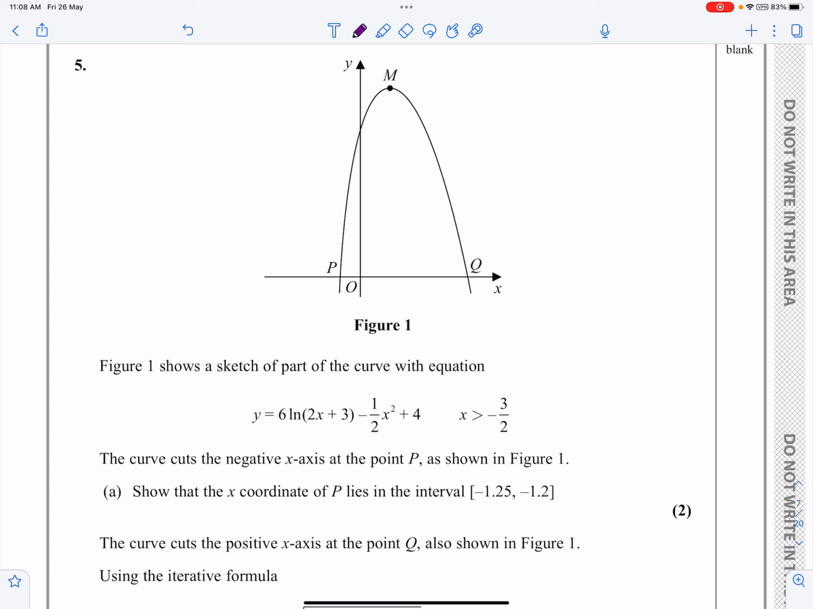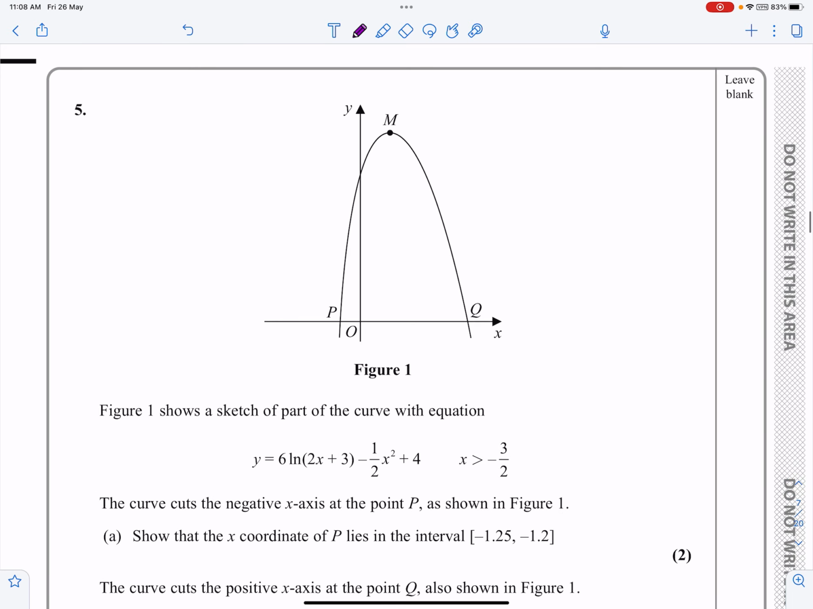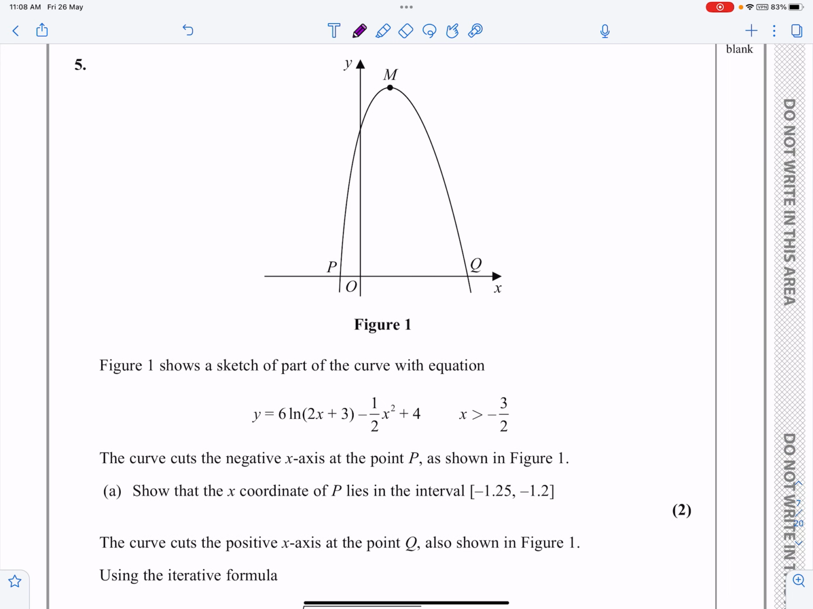Okay, this is question 5 from the 2022 P3 exam. When we read through it all, you can see that it's going to be numerical methods. It's going to be locating roots, followed by a little bit of iteration, and then the last part is going to be differentiating to find the maximum points. So let's have a quick look at the first part.